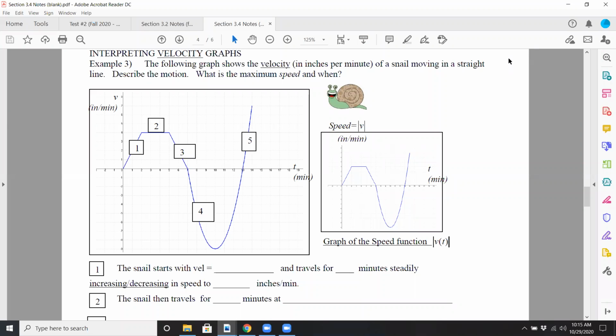Hey there, here's a video on page 4, the section 3.4 notes. So here we're talking about example 3, interpreting velocity graphs.